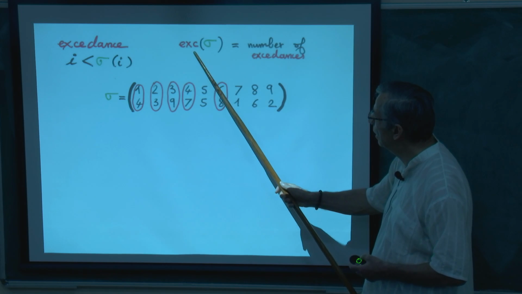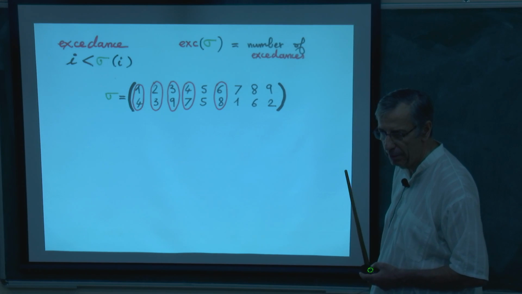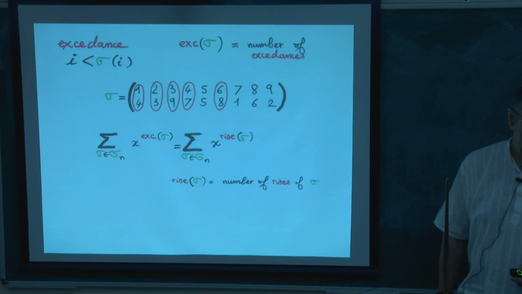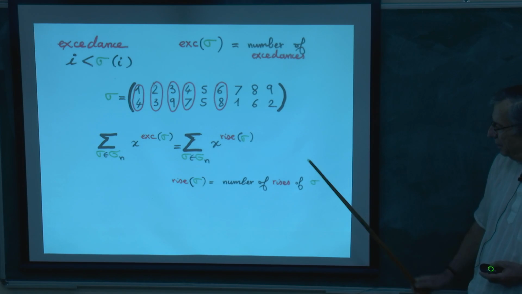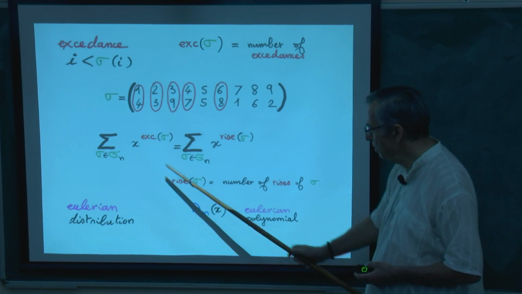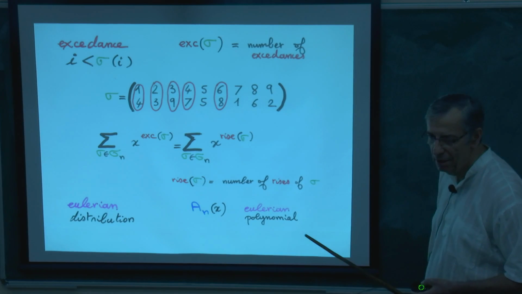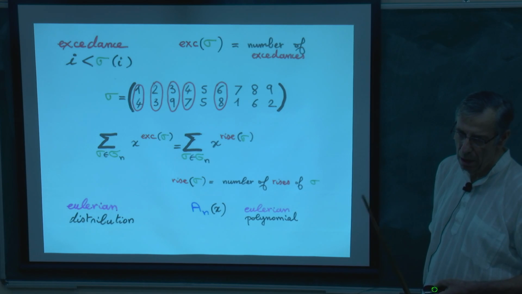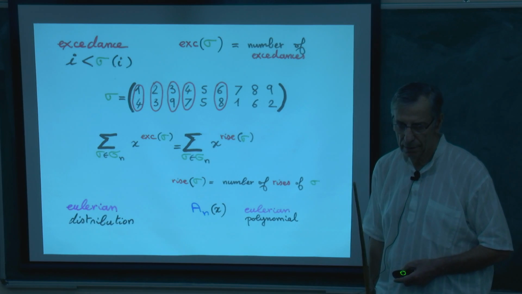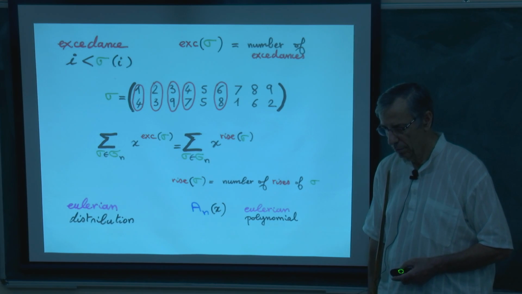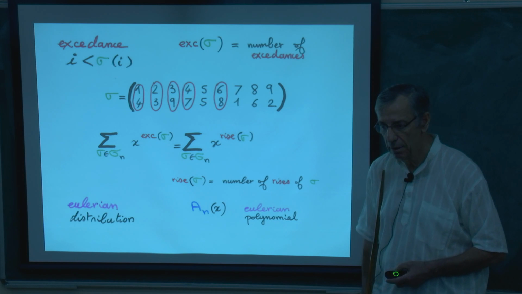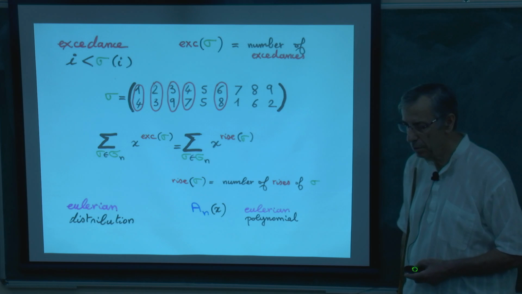I call x of sigma the number of exceedants. This is another parameter on permutations. The distribution of this parameter, exceedance, among the symmetric group is exactly the same as the distribution of rises. So the polynomial enumerating exceedance is again the Eulerian polynomial, the same polynomial which enumerates rises or which enumerates exceedance. It's very classical, and there is a bijection to show that they have the same distribution.